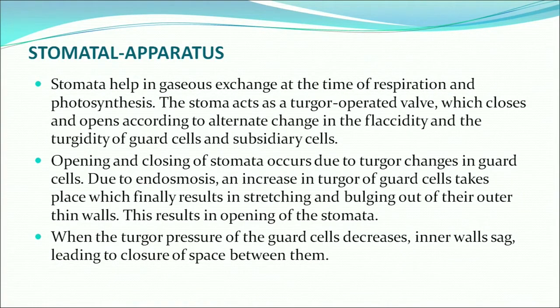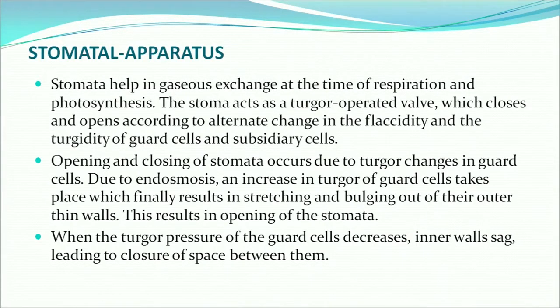The stoma acts as a turgor operated valve which closes and opens according to alternate changes in the flaccidity and the turgidity of guard cells and subsidiary cells. Opening and closing of stomata occurs due to turgor changes in guard cells due to endosmosis. An increase in turgor of guard cells results in stretching and bulging out of their outer thin walls. This results in opening of stomata.